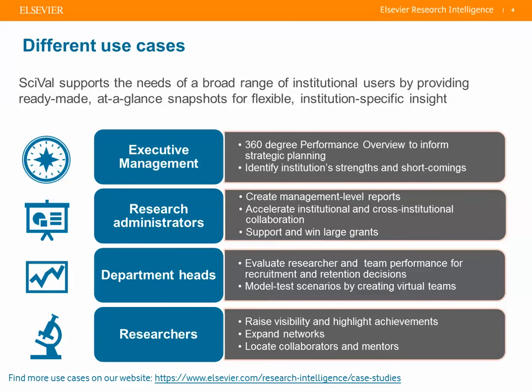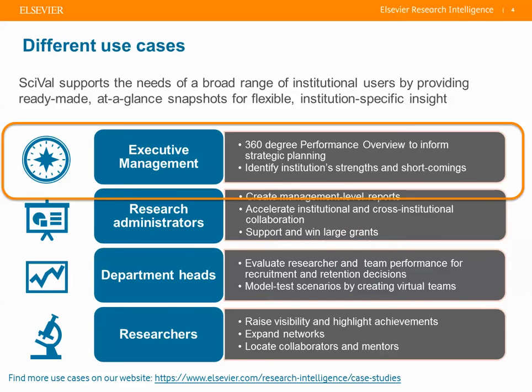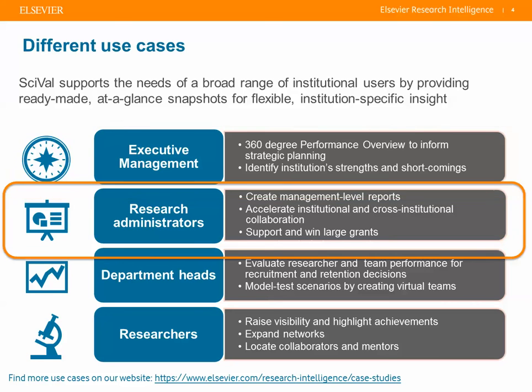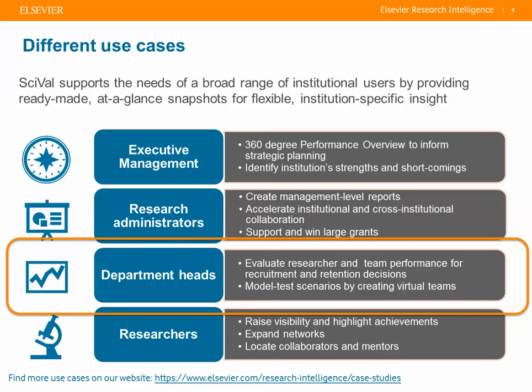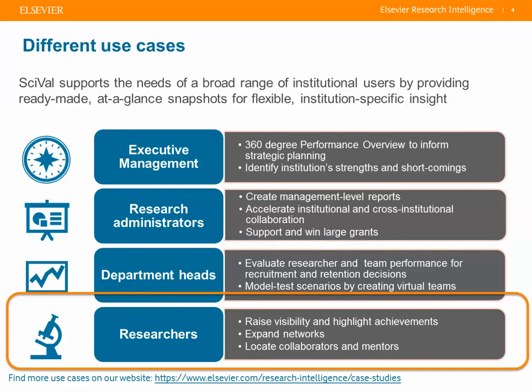The needs that Scival addresses are that it allows executives to get a 360-degree overview to inform strategic planning and to identify strengths and weaknesses. Research administrators use Scival for reporting, to find collaborators, and to win grants. Departmental heads use Scival to evaluate performance for recruitment or appraisal. Researchers benefit from Scival in raising their visibility, highlighting achievements, finding collaborators or mentors, and being able to analyze research areas.